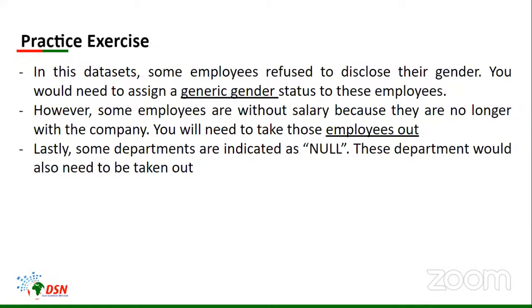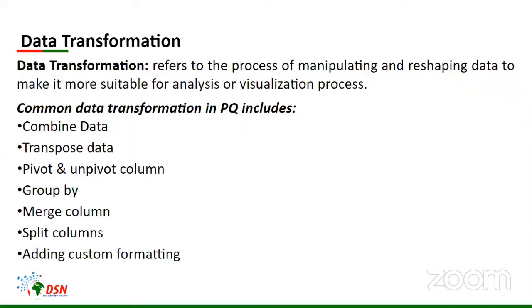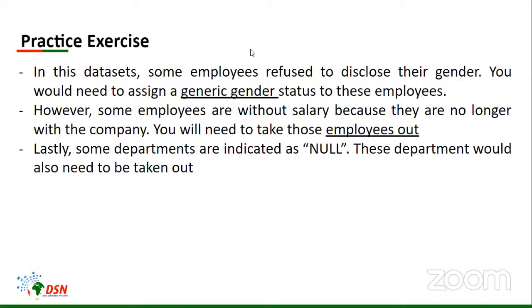Moving forward, we are tasked with another responsibility. Some employees are without salary because they're no longer with the company. You will need to take these employees out. So perhaps we had some employees that are no longer working with the company, and you have been asked to take these employees out. And lastly, some departments are indicated as nulls. These departments would also need to be taken out. Before I come back to data transformation, we are going to see practically how to go about data cleaning.